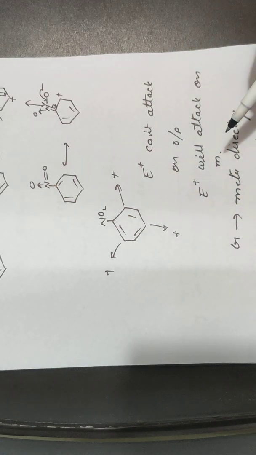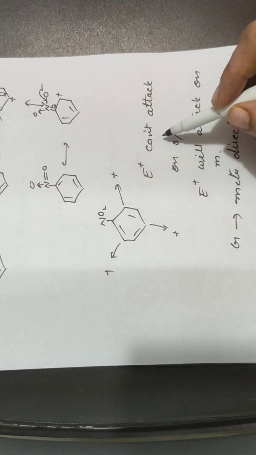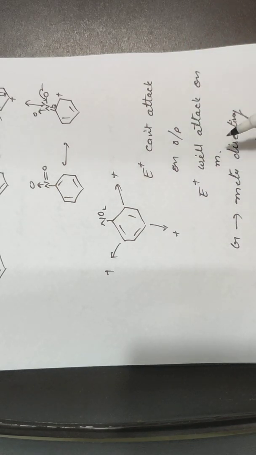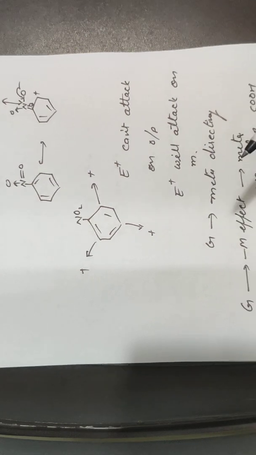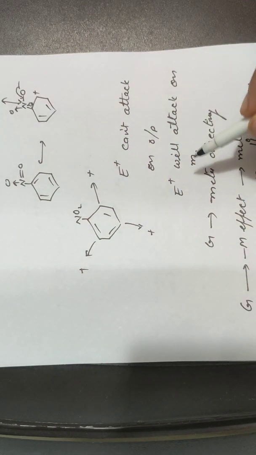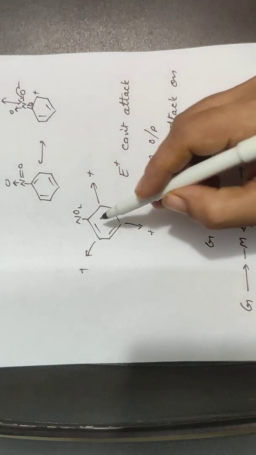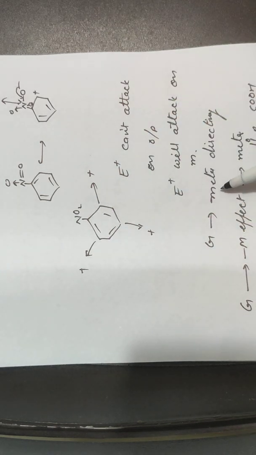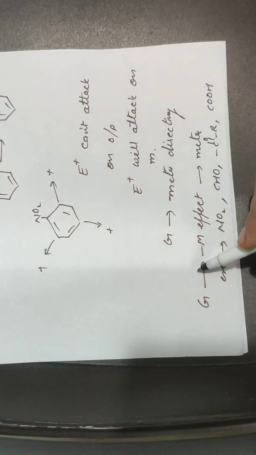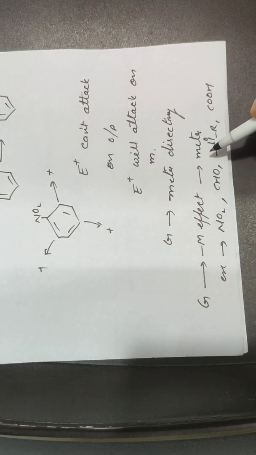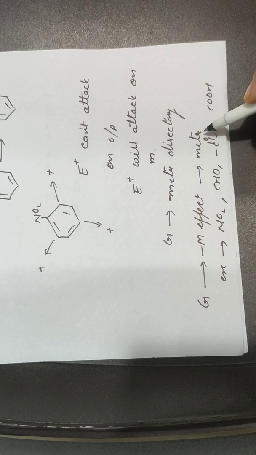These 3 positions are ortho and para. Now my E plus will not attack on these positions. That means which position is left? Only the meta position is left for the electrophile to attack. This type of group is known as a meta directing group. We can see simply if the group is having minus M effect, that group will be meta directing.